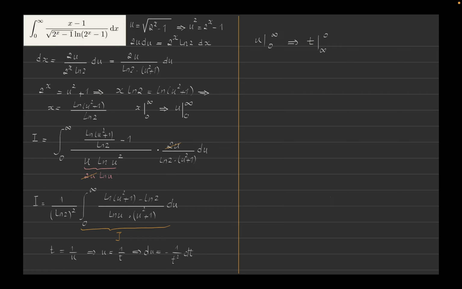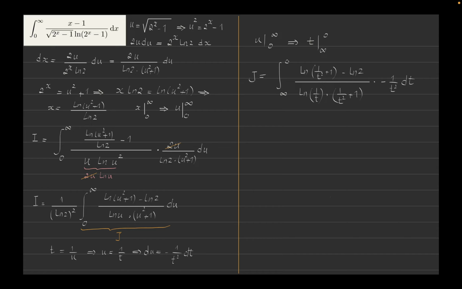So this means that the integral J becomes integral from infinity to 0, and then ln of, instead of u squared, because u is 1 over t, u squared becomes 1 over t squared, and then I have plus 1, and then I have minus ln of 2, and the denominator here, instead of ln of u, I would write ln of 1 over t, and instead of the other expression, I would write 1 over t squared plus 1, yes? And then I have multiplied by this du at the end would be replaced by this expression. So it becomes minus 1 over t squared dt.